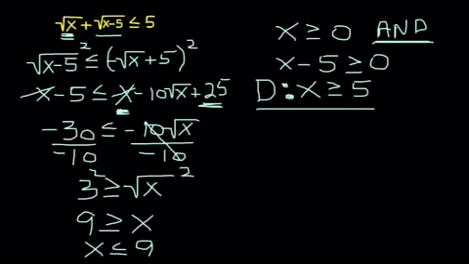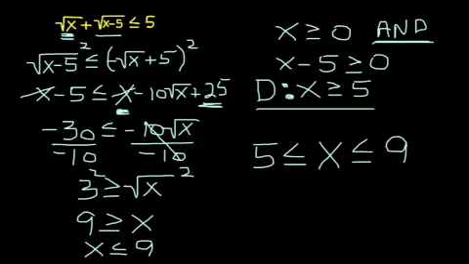Now I need to compare that to my domain. My domain says that if I get any solutions that aren't greater than or equal to 5, then I shouldn't use them. Well, there certainly are numbers less than or equal to 9: 0, 1, 2, 3, negative 10, negative 50, negative 1 million. All of those are numbers less than or equal to 9, but they're certainly not greater than or equal to 5. So I only want the numbers that go down to 5, so I really am only interested in the numbers between 5 and 9, and I write it like this.